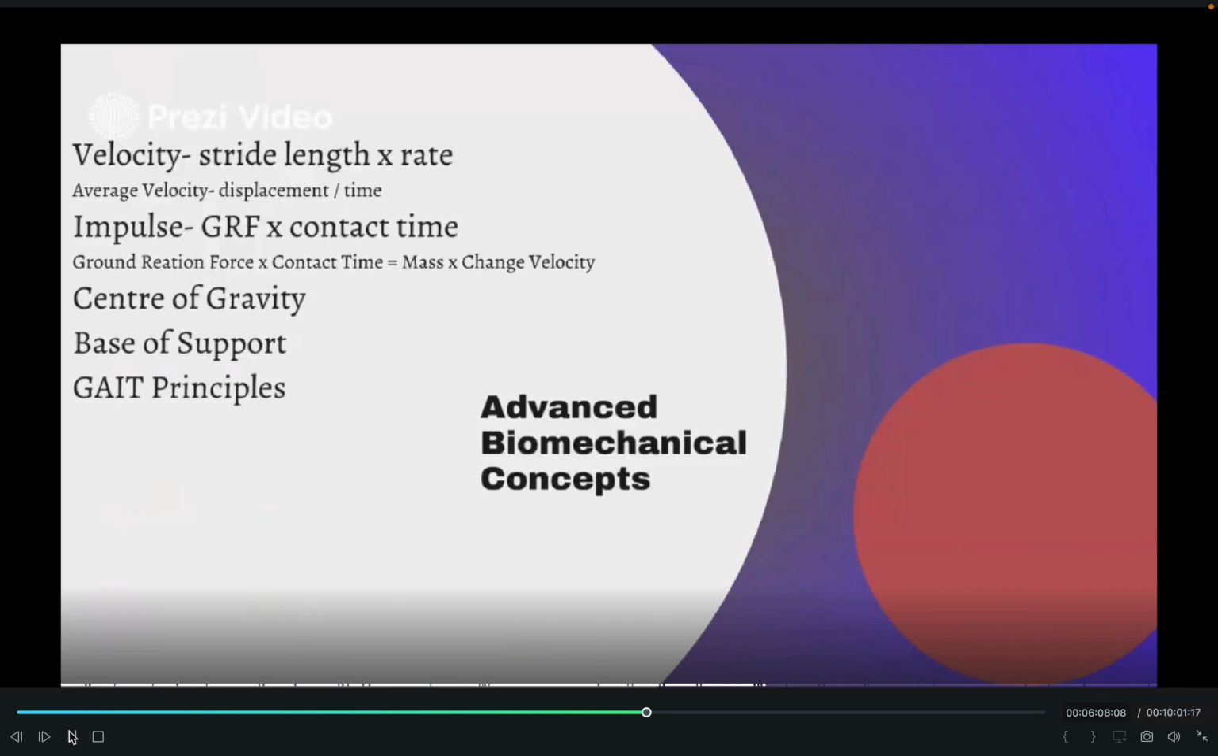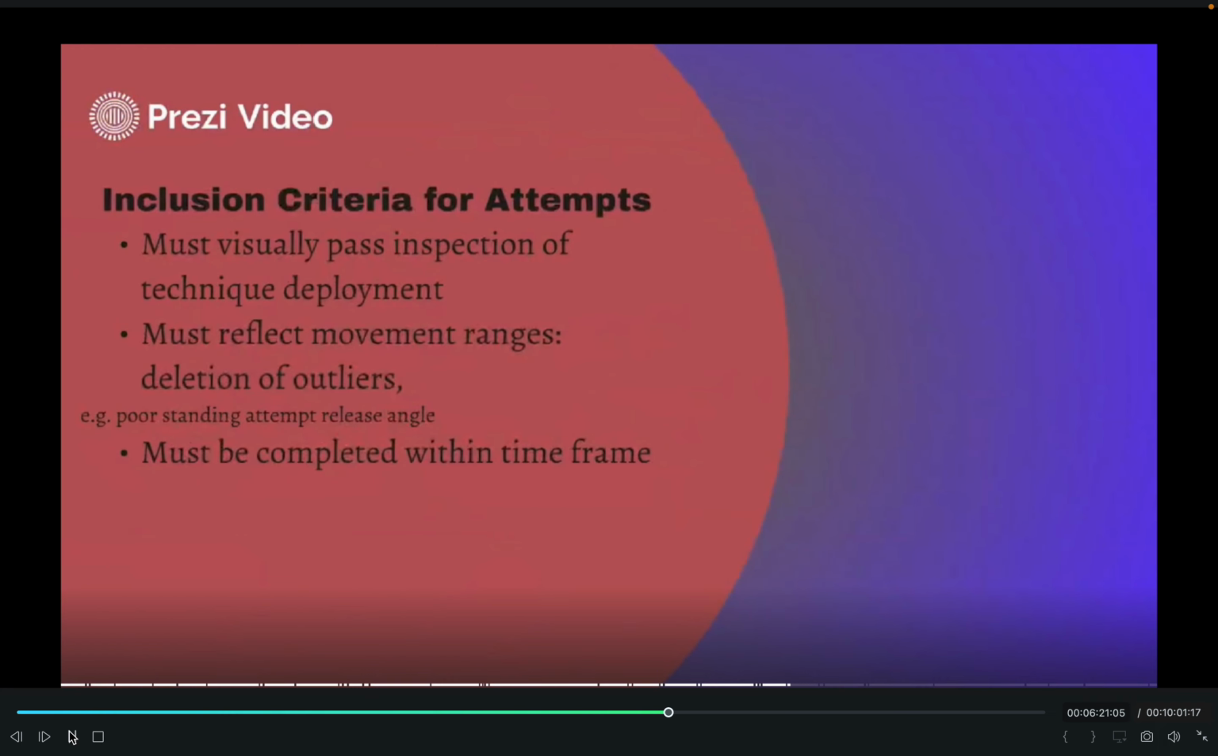The advanced biomechanical concepts that underpin my quantitative data decided that the body velocity, the center of gravity of the participant, and the base of support are the foundation, and they are the most important to focus on. The inclusion criteria for attempts is they must visually pass the inspection test of looking like that particular technique. It must reflect the movement ranges, so there's a deletion of outliers. For example, if there is a poor standing attempt, the release angle must be within a certain range.